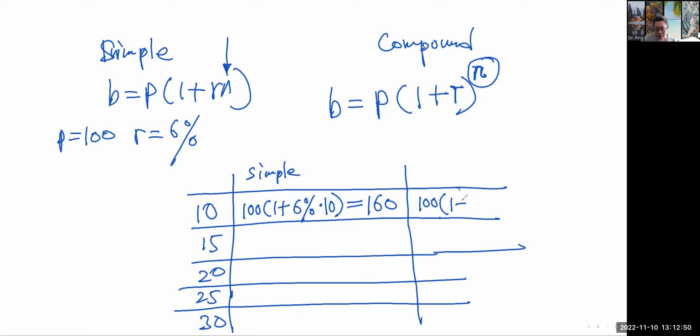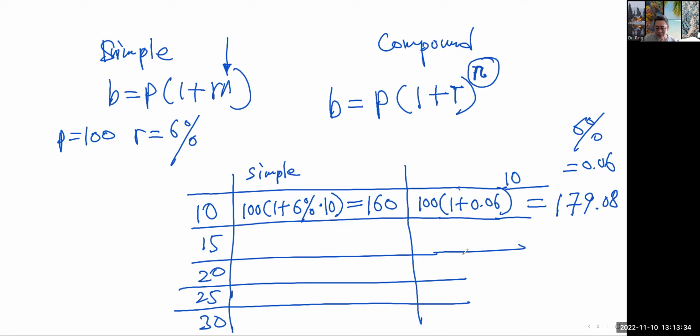Now let's look at compound after 10 years. It's 100 times (1 plus R), where 6% is also equal to 0.06, to the 10th power. We have to use a calculator for that. It's basically 1.06 to the 10th power, which is about 1.79, times 100. So we got 179.08. Yeah, so it's not that much after 10 years.